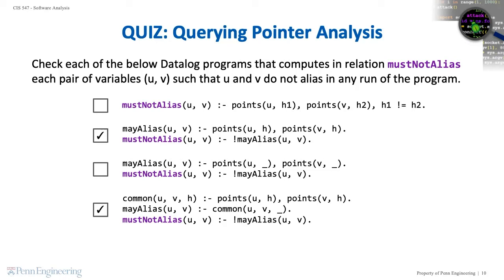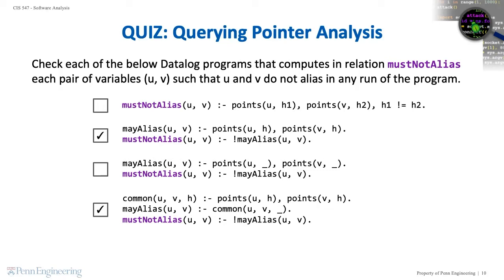The second program does correctly compute the must not alias relation. May alias(u, v) holds whenever u and v may point to the same allocation site, and must not alias is the logical negation of may alias. The third program does not correctly compute the relation. Because of the wildcard character, it would generate the tuple may alias(u, v) if there is any points tuple with u and any points tuple with v, even if the allocation sites in those tuples are not the same.